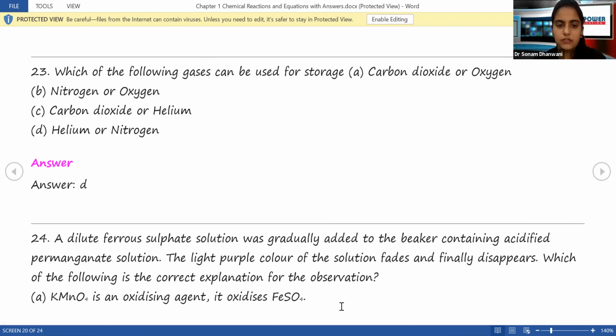FeSO4 is getting oxidized, so it is going to act as a reducing agent. That means potassium permanganate is going to act as an oxidizing agent. Are we clear? Don't get confused, guys: the one that gets oxidized will act as a reducing agent to the other product. It is opposite, so keep this in mind.